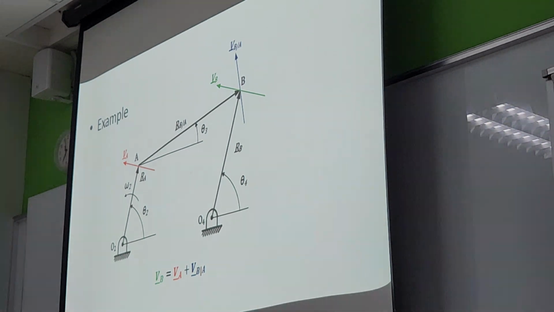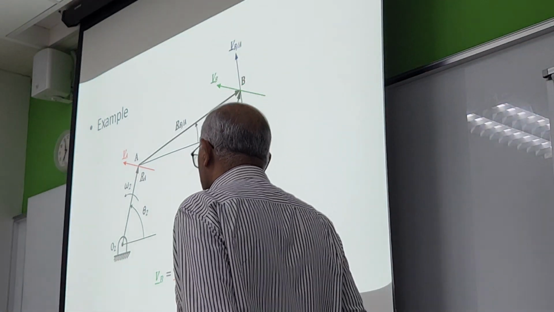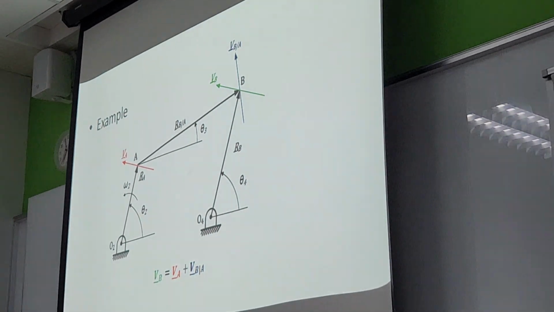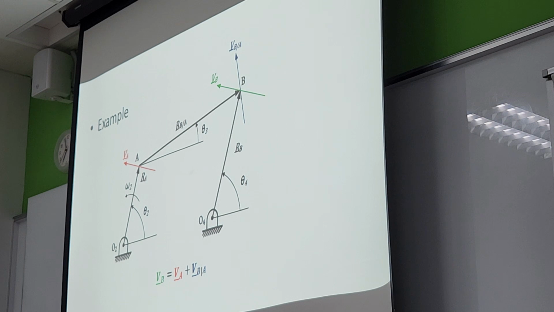See maybe a bit later. Okay, so we can draw the velocity vectors like this here. So now we know complete information of velocity A, both magnitude and direction.